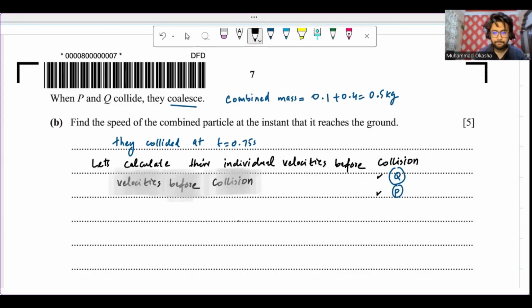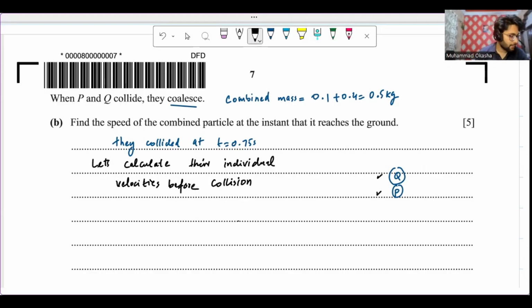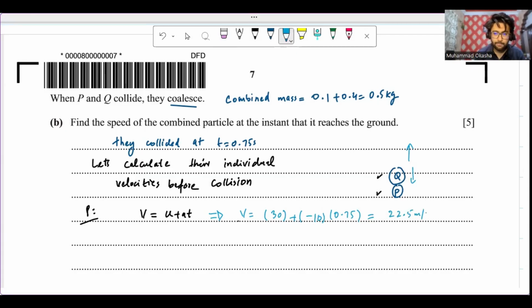I'm going to put this over here. So before collision, let's talk about particle P. The velocity of P was v equals u plus at. Let's use this formula and try to do it in a single step. The final velocity is equal to the initial velocity, 30, plus, because it was shot vertically upwards and gravity acts downwards, negative 10 times t. Time is 0.75, so the velocity you're going to get is 22.5 meters per second.